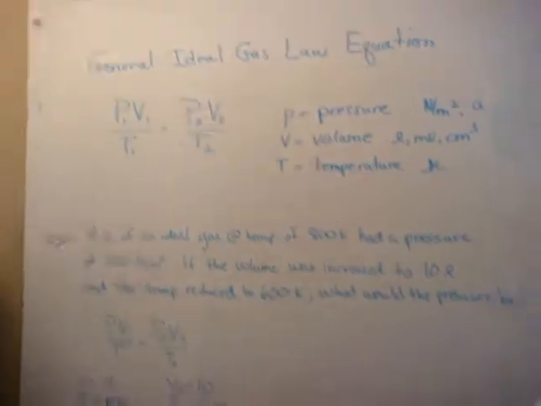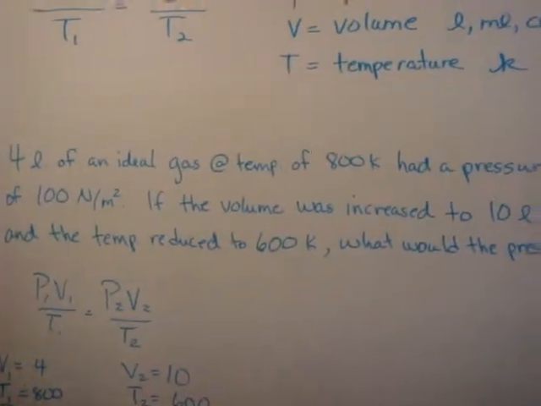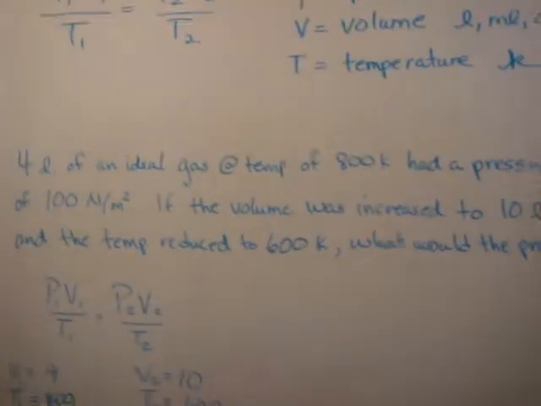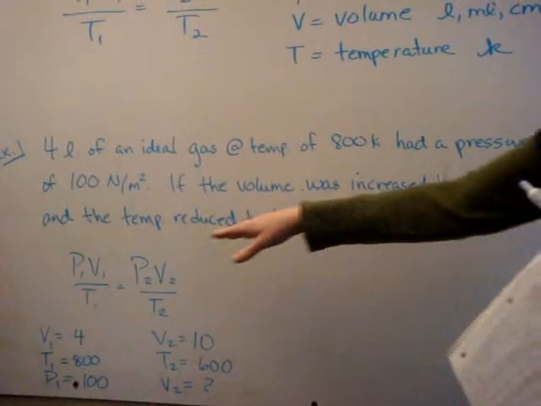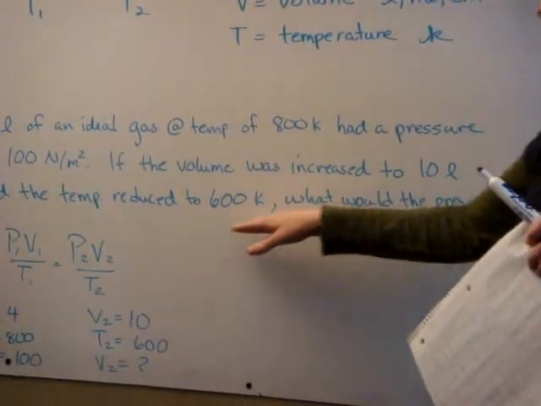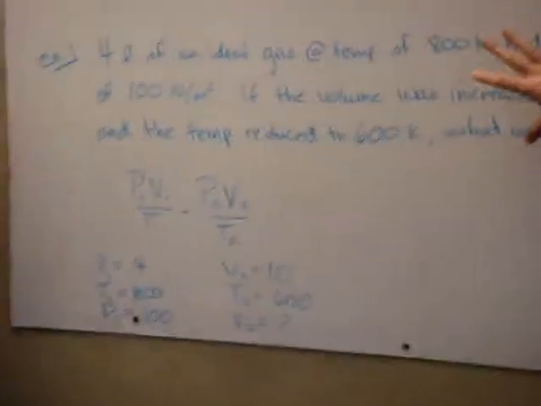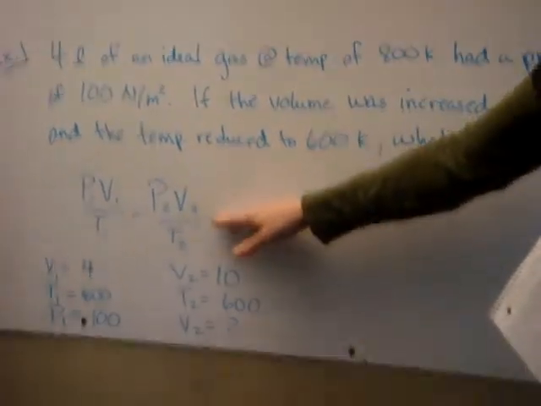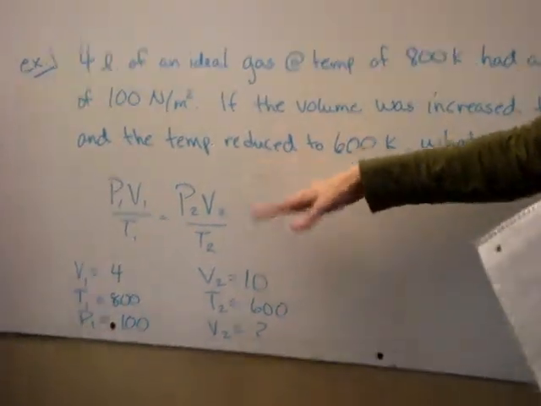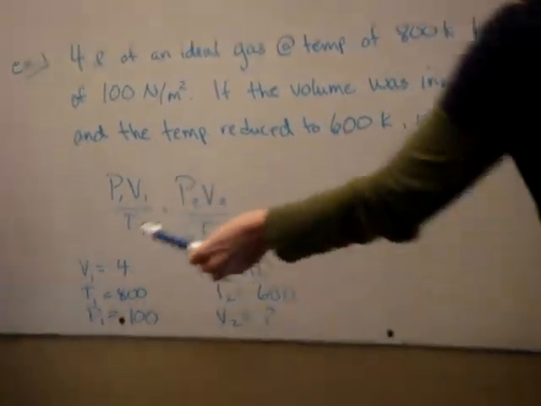The problem is: 4 liters of an ideal gas at a temperature of 800 Kelvin had a pressure of 100 newtons per meter. If the volume was increased to 10 liters and the temperature reduced to 600 kelvins, what would the pressure be? So what we have to do is extrapolate out of this word problem what we need to fill in this equation. It's real simple. This is not difficult. It's not like the distance problems. These are simple ones.